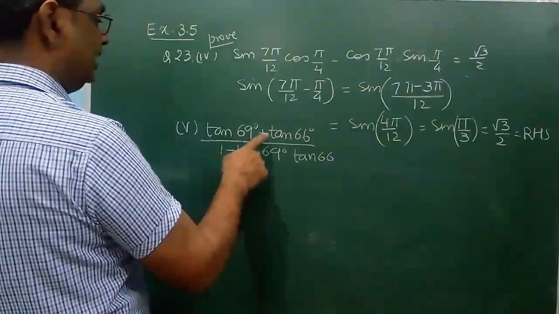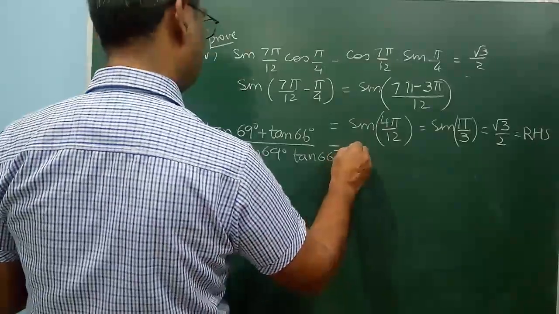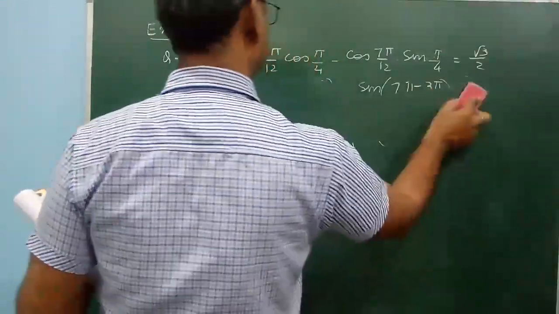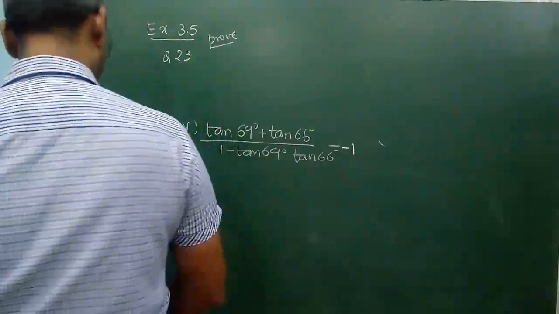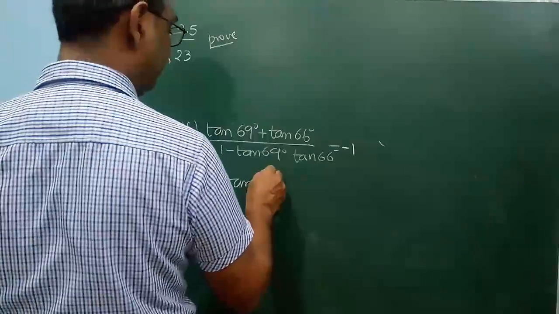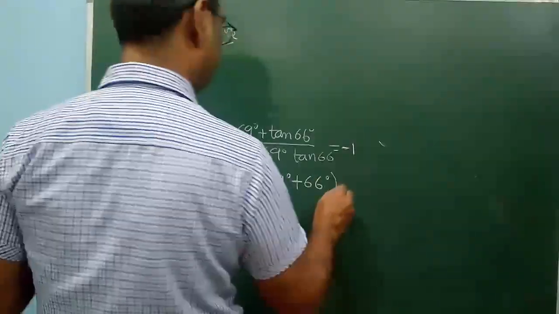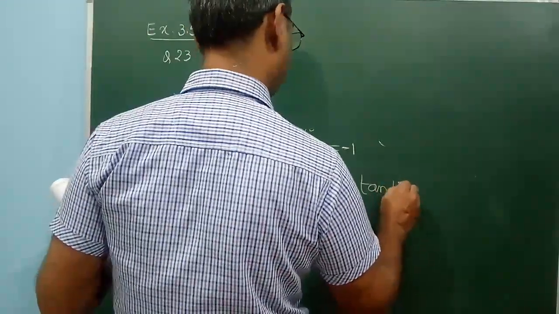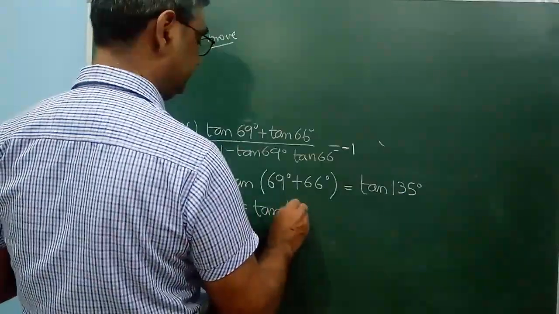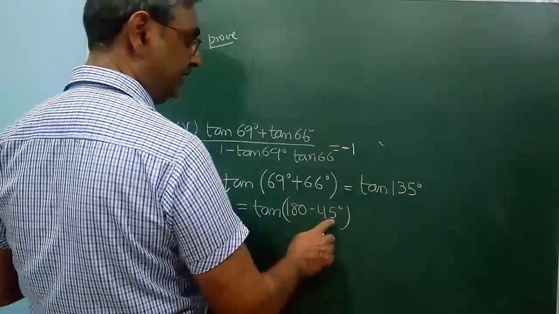We have got tan 69 plus tan 66 equal to upon 1 minus this, and we have to prove it equal to minus 1. So this is nothing but tan A plus tan B upon 1 minus tan A tan B, which is the formula for tan A plus B. This angle we can write as 180 minus 45.